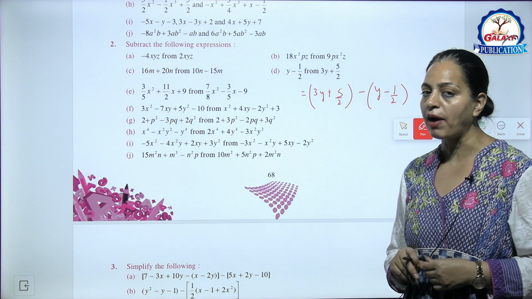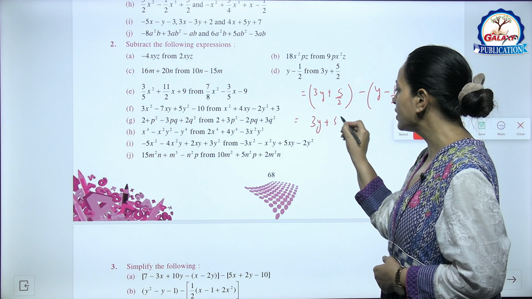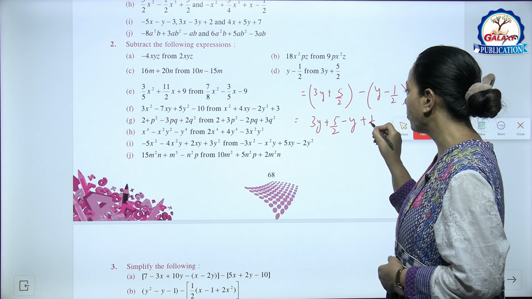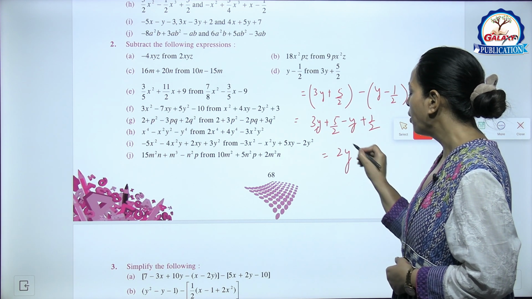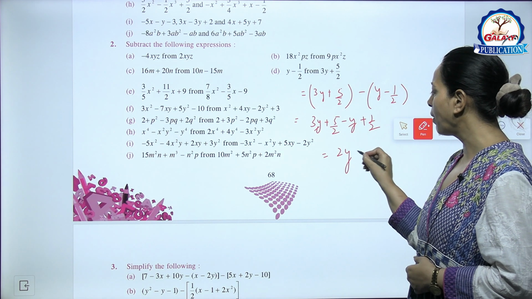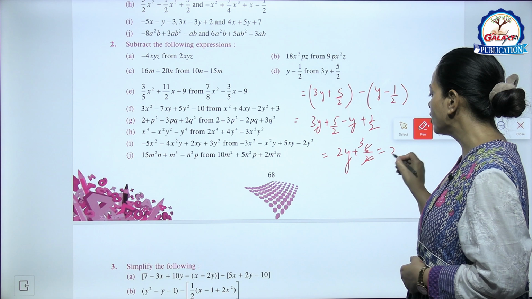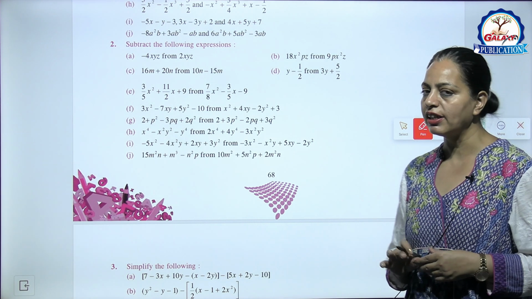Before here we have minus sign. So what to do? This one as it is, now change its sign. So minus y plus 1 by 2. So 3y minus y, that is 2y, plus 5 by 2 plus 1 by 2, that is 6 by 2, that is 3. So answer is 2y plus 3, right? So I hope these are clear to you.